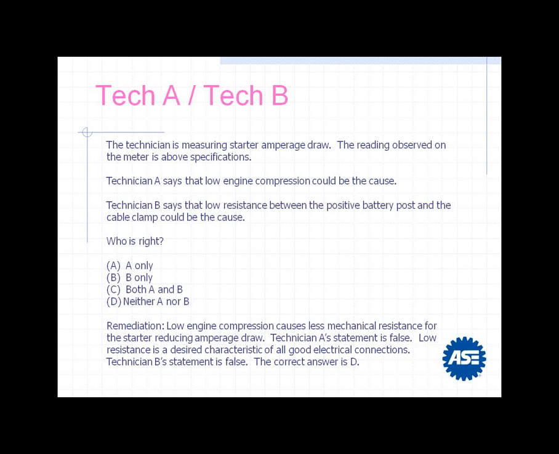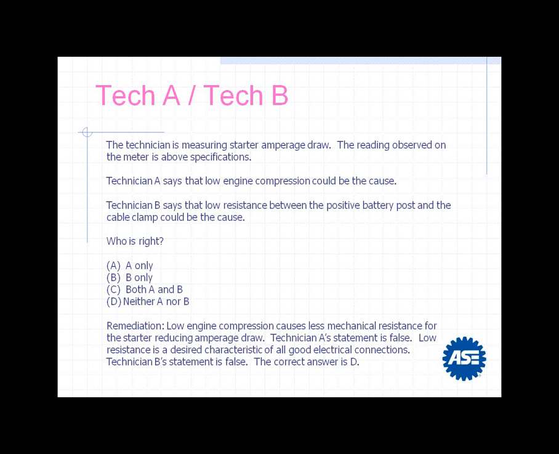Remember, the way I'm reading this question, the technician is measuring starter amperage draw. The reading observed on the meter is above specifications. Technician A says that low engine compression could be the cause. True or false? Technician A's statement is false. Now forget about what he said and read Technician B. Technician B says that low resistance between the positive battery post and the cable clamp could be the cause. True or false? Well, as we know, low resistance is a desired characteristic of all good electrical connections. So Technician B's statement is also false.